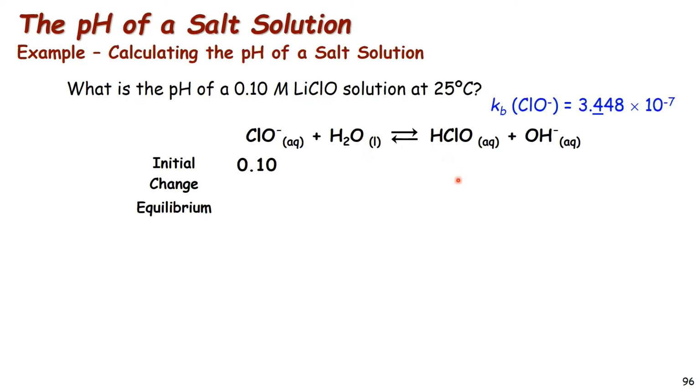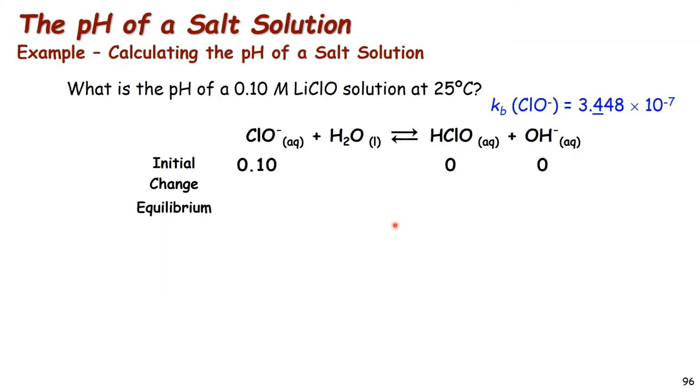We assume that we started off with pure water before we dissolved the salt, so there would be no hypochlorous acid. And again, we would assume that we could ignore the hydroxide ion concentration from the self-ionization of water because it's such a small value.